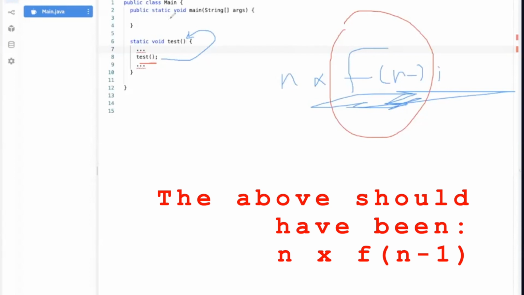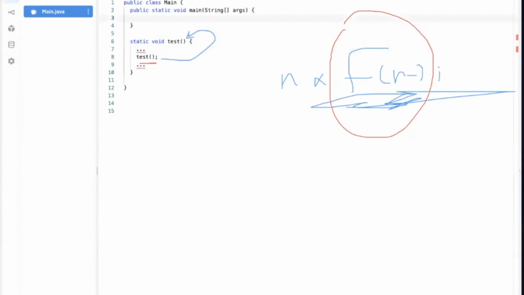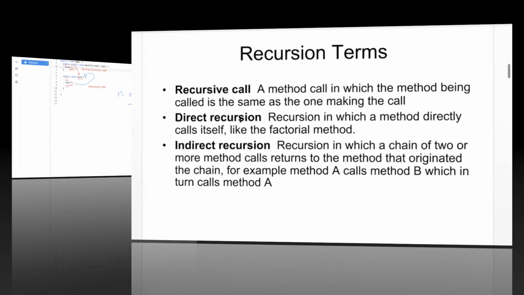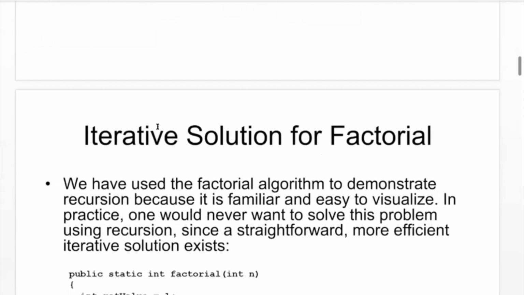Inside your main, you have another call out to test. This test is a little different from the test that you see in the recursive function here. The test itself is not a normal method inside this class Main. This test is actually a normal function call. On the bottom, this one is called the recursive call. The blue one is the recursive call. The red one is the normal function call. And then we talked about direct recursion and indirect recursion.